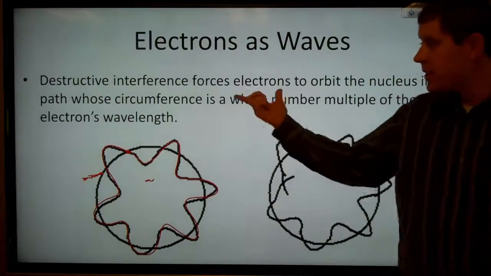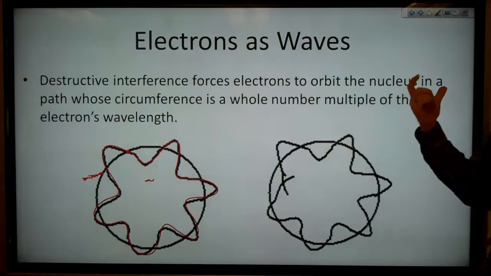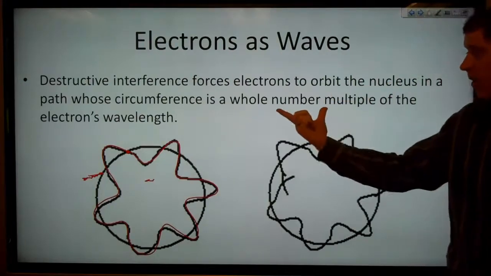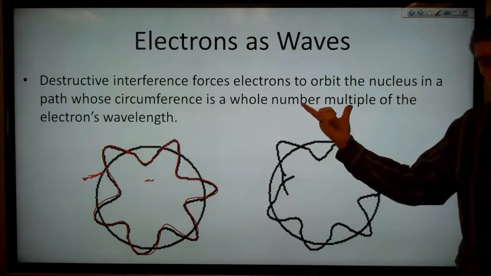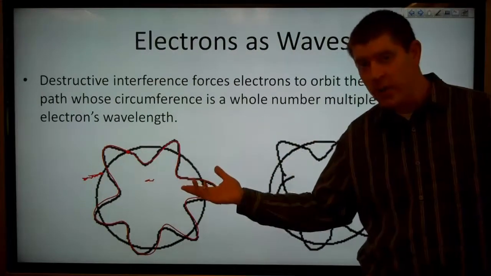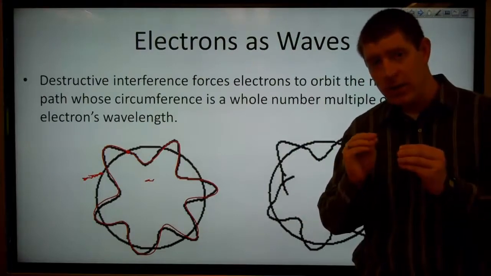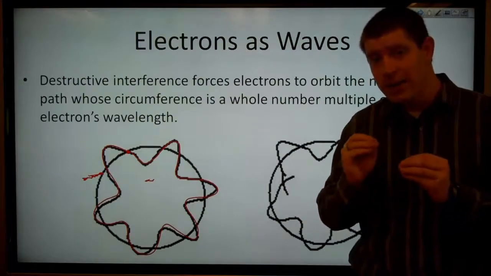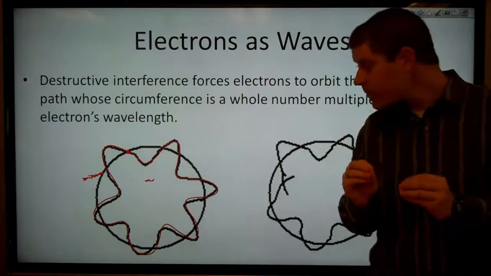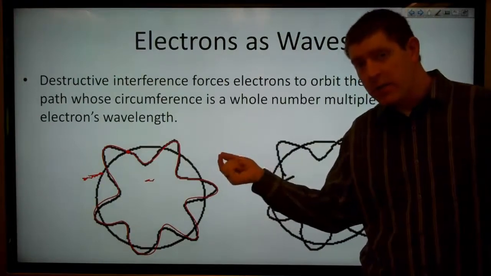So what we see is that this destructive interference forces our electrons to orbit the nucleus in a path whose circumference is some whole number multiple of the electron's wavelength. So the electron has some wavelength associated with it. That wavelength is associated with how fast the electron is moving, which means the energy that the electron has. So the electron has some energy, and it's got some wavelength associated with it.